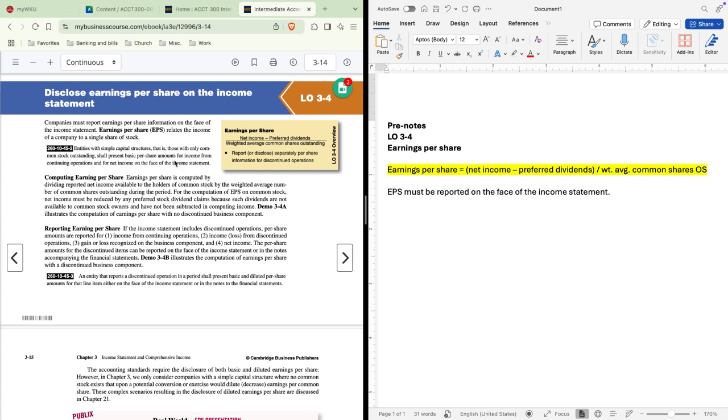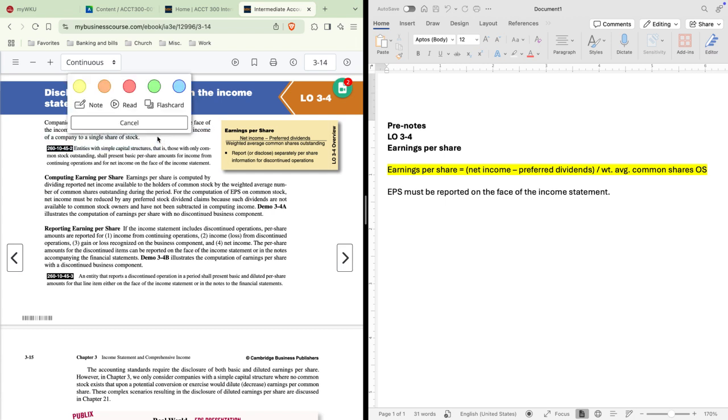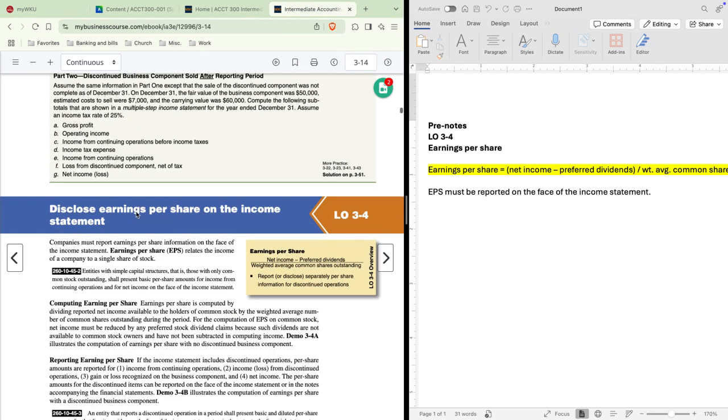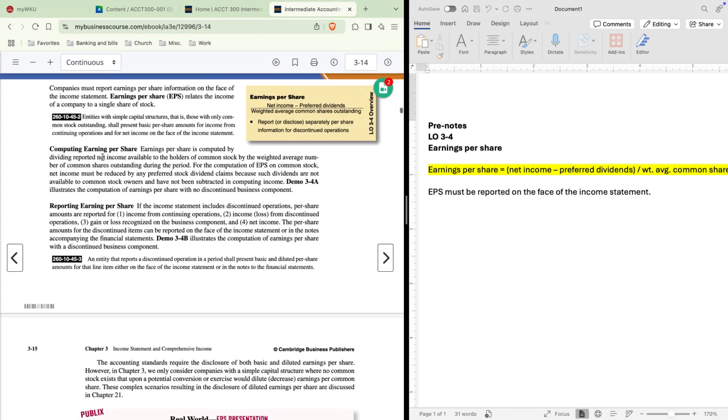Now, the second piece down here, it says earnings per share relates the income of the company to a single share of stock. That's just basically the formula. And then I have this weird thing right here, this 260.10.45. Let me see if I can get this a little bigger. This 260.10.45 here. And what this is, this is a code copied verbatim from the Accounting Standards Codification.